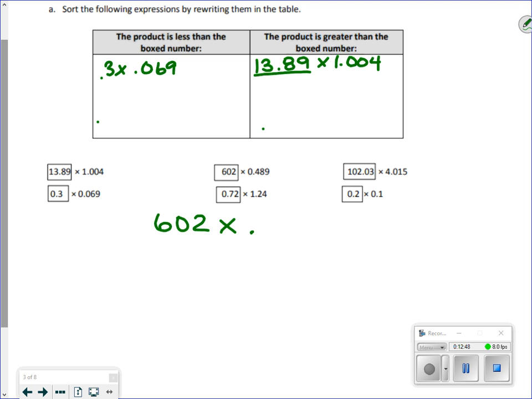602 times 489 thousandths compared to 602, because 602 is the one in the box. That's the one that I'm comparing. So is it going to go less than or greater than? Less than. Why is it less than? Because 489 thousandths is less than 1. So this whole product is going to go less than.